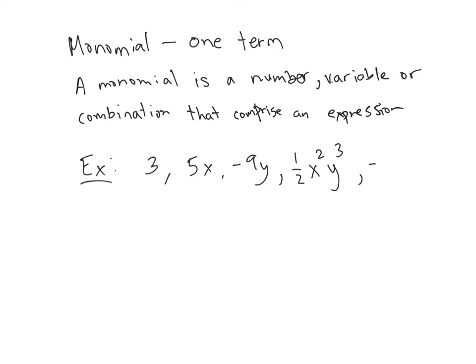or -2/3 z to the sixth. There's lots of different possibilities. What you notice about all of these is none of them have any addition or subtraction in them. They're just 1 term. So we can write that one expression without putting plus or minus some other thing. Something like 2x plus 5 would not work. That's not a monomial because we'd have 2 different terms, 2x and we'd have 5.